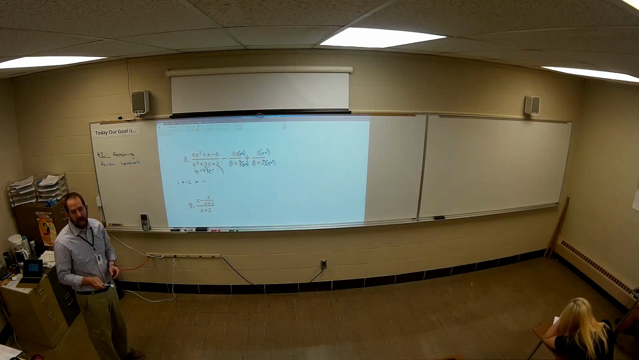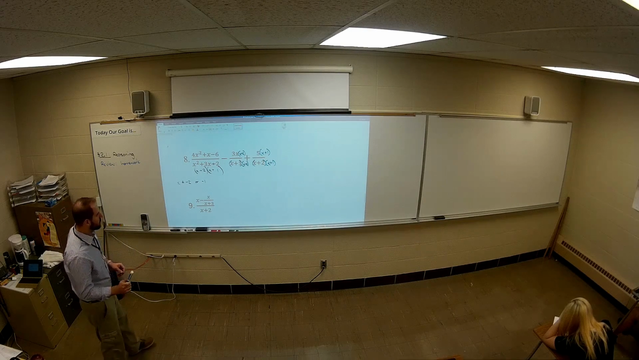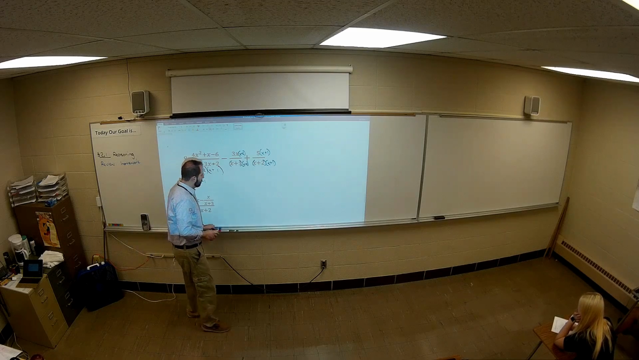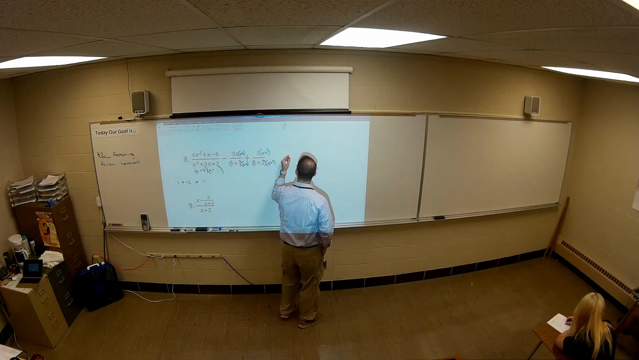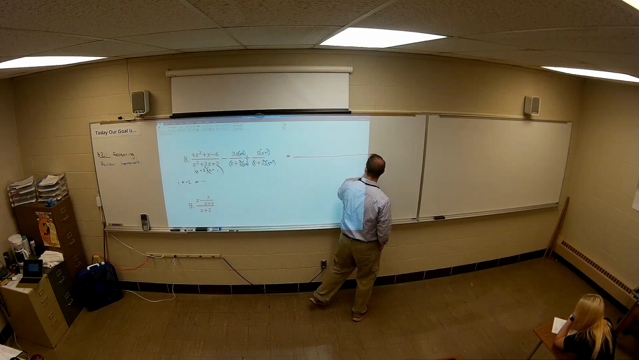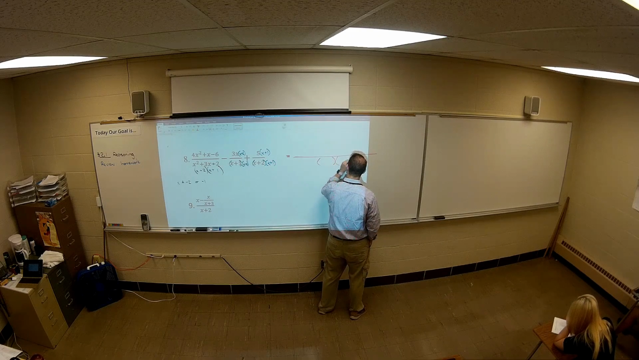Okay, now, when you add or subtract straight across, this is the tricky part. The bottom is not going to change. You're going to have one huge fraction. And what's on the bottom?